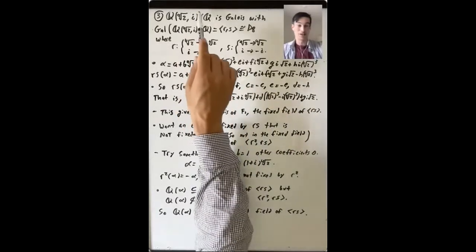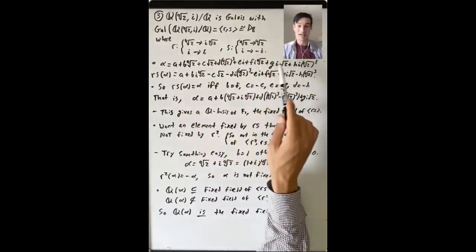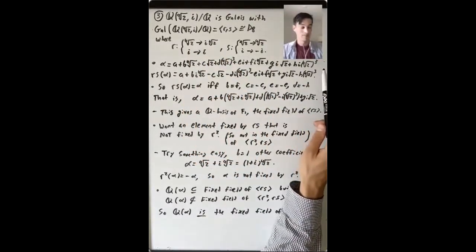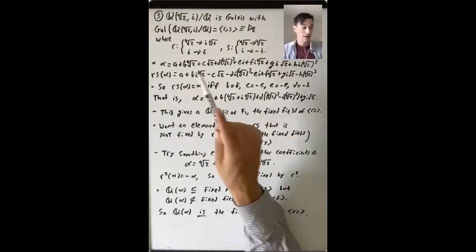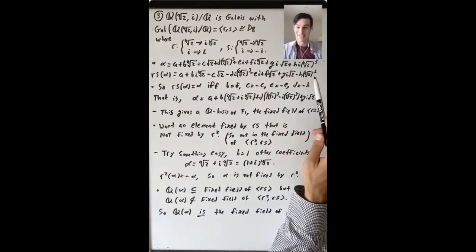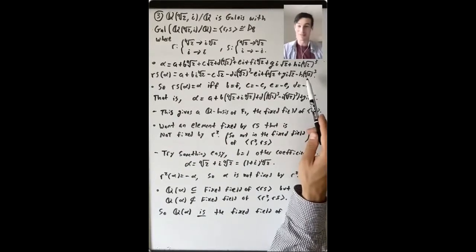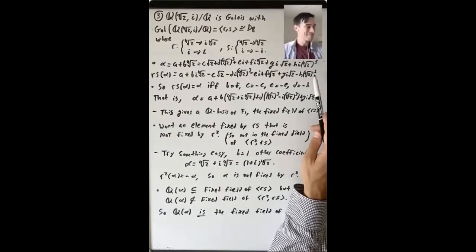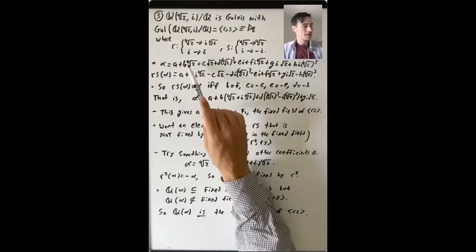This extension is degree 8 over Q, so it's an 8-dimensional vector space over Q. So let's just look at what RS does to this element alpha. You can check that I did this correctly. This example is taken from Conrad's notes, so you can check that I copied it correctly.